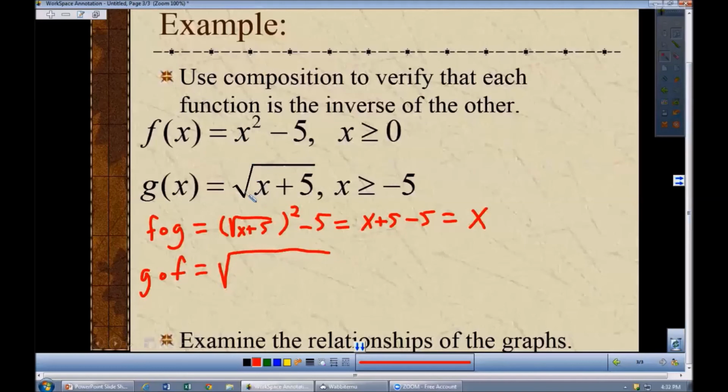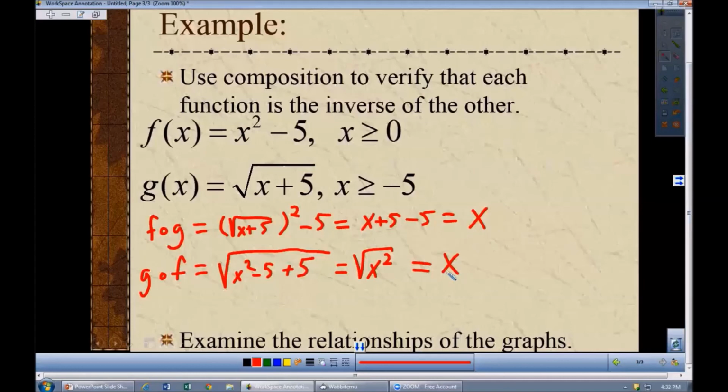So instead of writing x, I'll write x squared minus 5. And then also in g of x, we have plus 5. Let's simplify that. The 5 and the negative 5 cancel out. We have the square root of x squared. And as long as x is a positive number, square root and square cancel each other out, and we get a value of x. So f composed with g gave us a result of x.